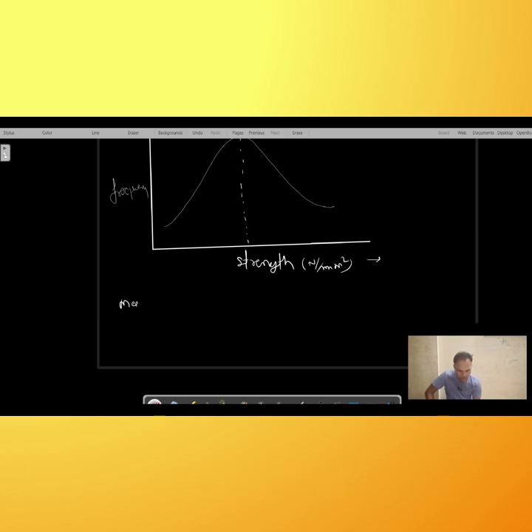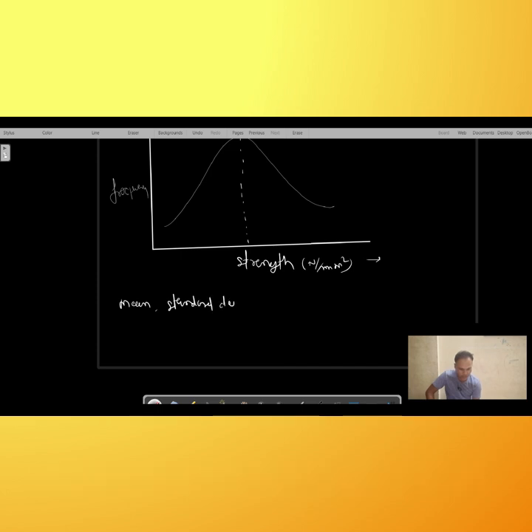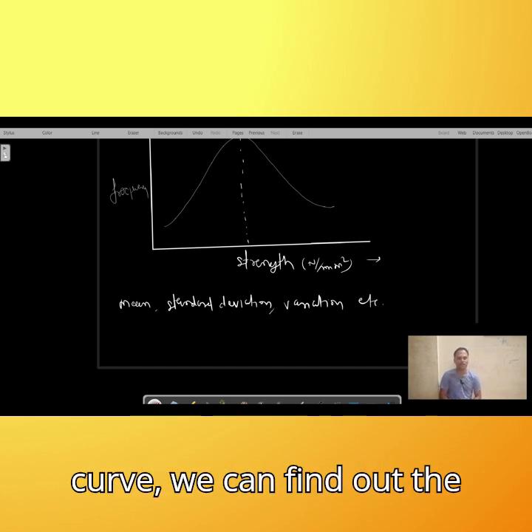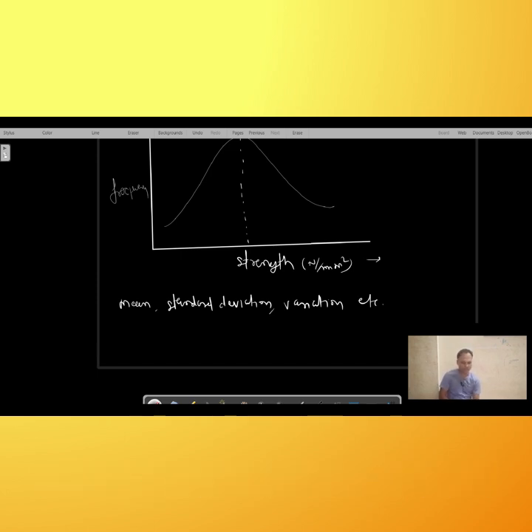mean, standard deviation, and the variation itself. So by using this distribution curve, we can find out the mean, standard deviation and the variation itself.